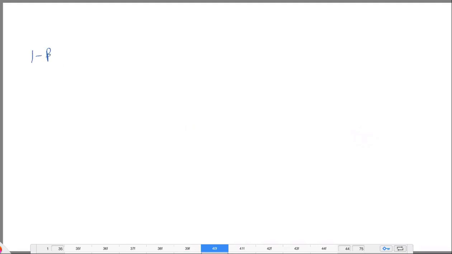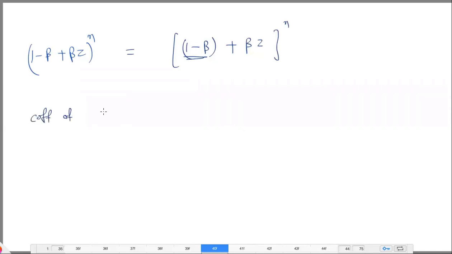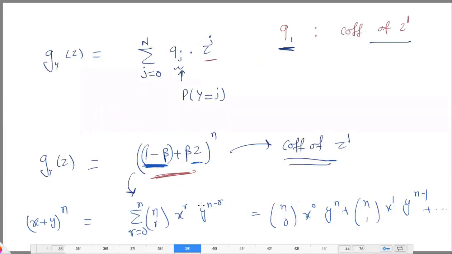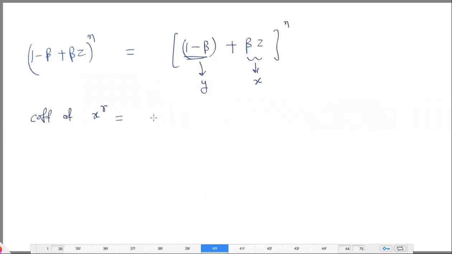We have (1 minus beta plus beta z) power n. This is basically (1 minus beta) in one bracket plus beta z, power n. Let's suppose this is y and this is x. So the coefficient of x power r is what? It is nCr into y power n minus r, right?